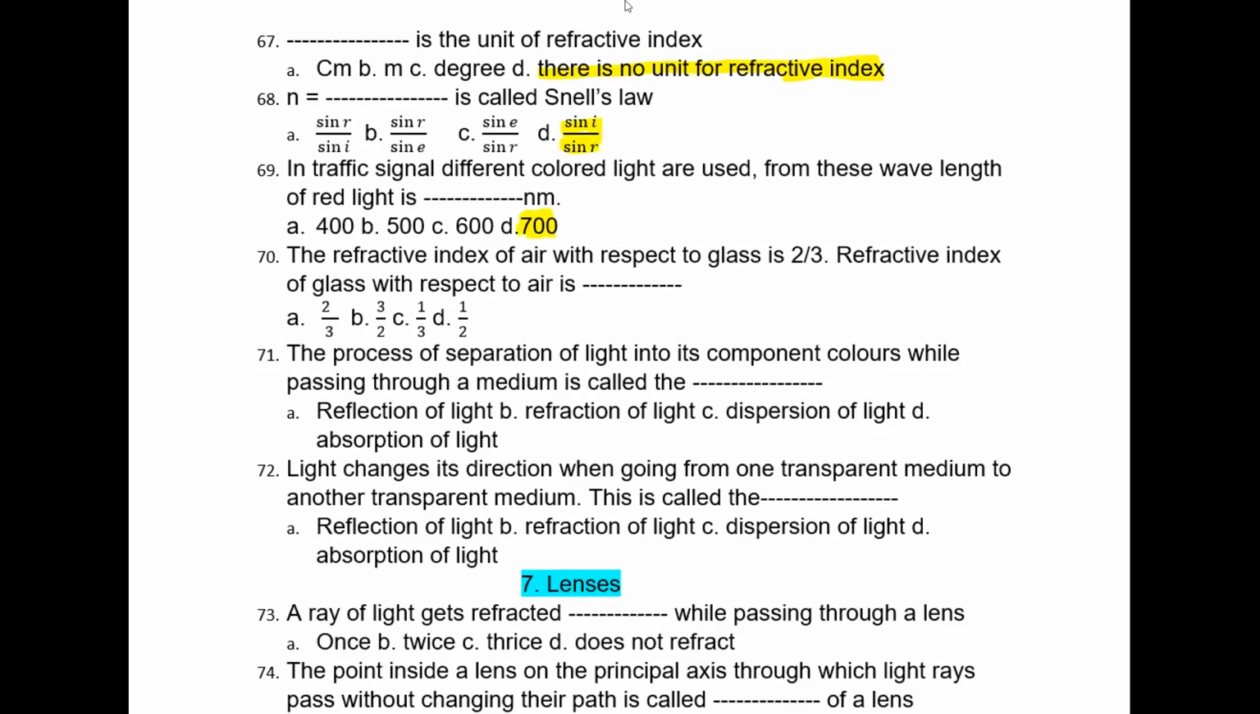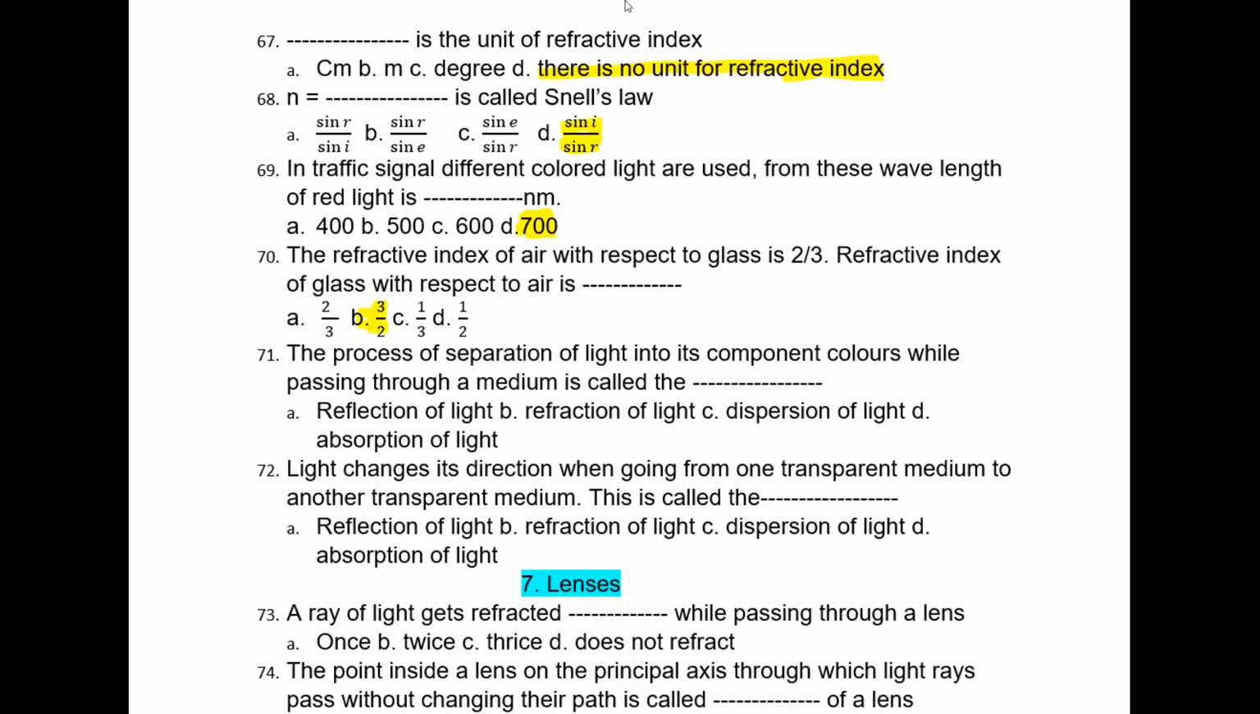Next is, refractive index of air with respect to glass is 2 upon 3. Refractive index of glass with respect to air will be dash: 2 upon 3, 3 upon 2, 1 upon 3, 1 by 2. Here, air with respect to glass is given 2 upon 3. So glass with respect to air will be 3 upon 2. That is option B is the correct answer.